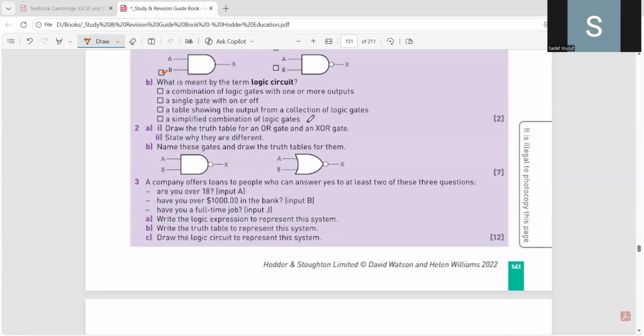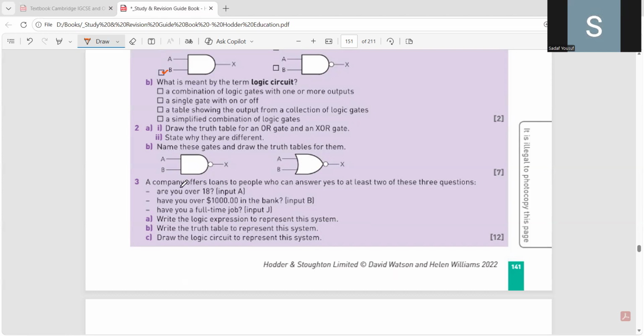Another one is draw the truth table for the OR gate and XOR gate. A question that has come in the paper: state why they are different. Because definitely the OR gate is producing an answer differently and the XOR gate is producing the answer differently. So this is what you can write in order to find out the result. And again, 2A, 2B, questions like this have come in the paper. So if you have solved the question papers, that's really great. But if you haven't, do attempt the papers and then see for yourself. They're so simple to answer and score the marks.